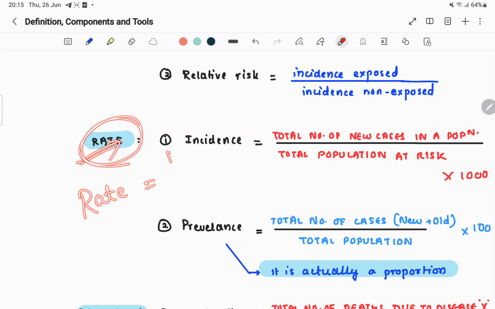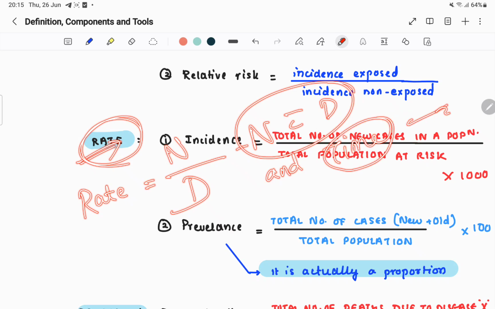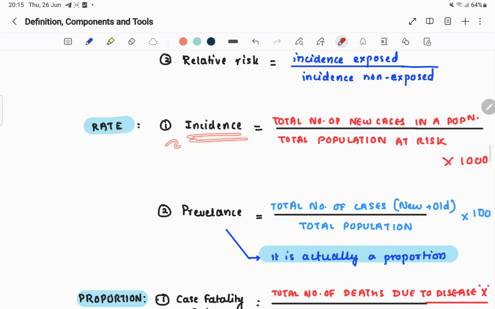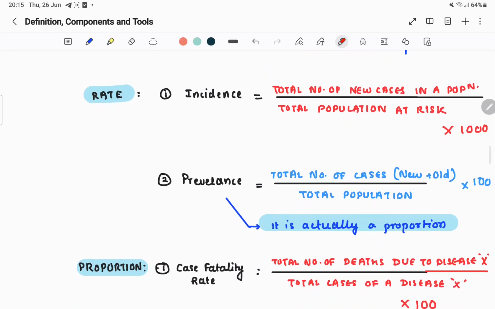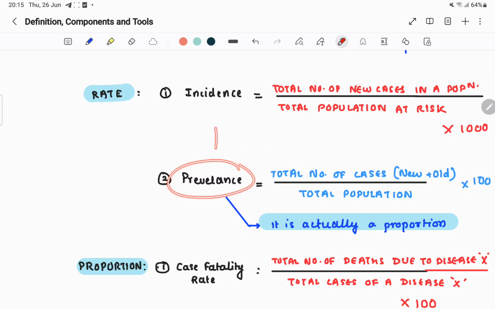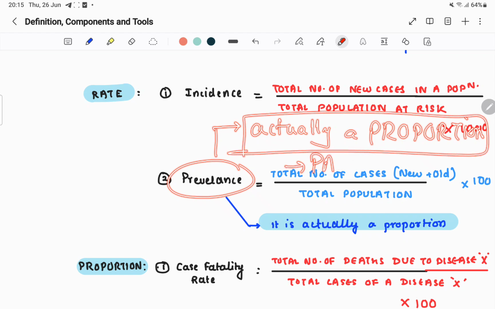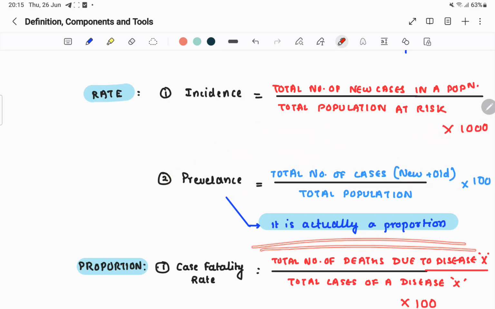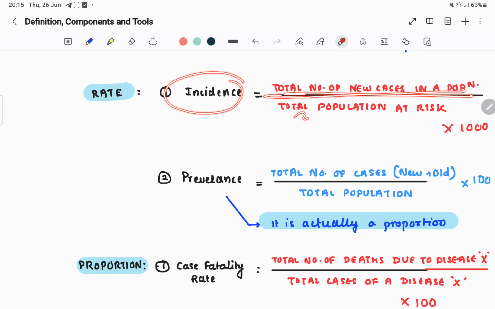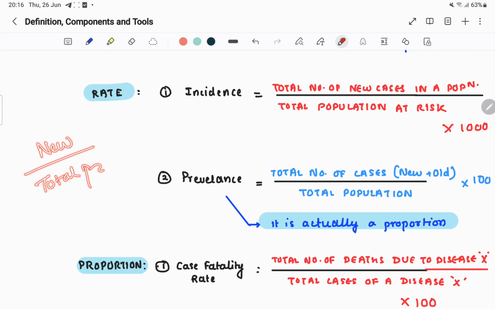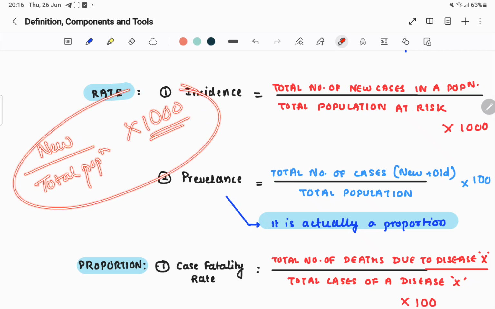Let's take the example of rate. What is rate? Rate is basically numerator by denominator, where n is a part of denominator and there is a time component, right? So incidence is a rate. Prevalence is a rate. But just remember a very important point. Prevalence is actually a proportion. But in Park textbook, which is the standard one, it is given under rate. So I am classifying it under rate. But actually it is a proportion. Incidence is the total number of new cases in a population by total population at risk in 2000.